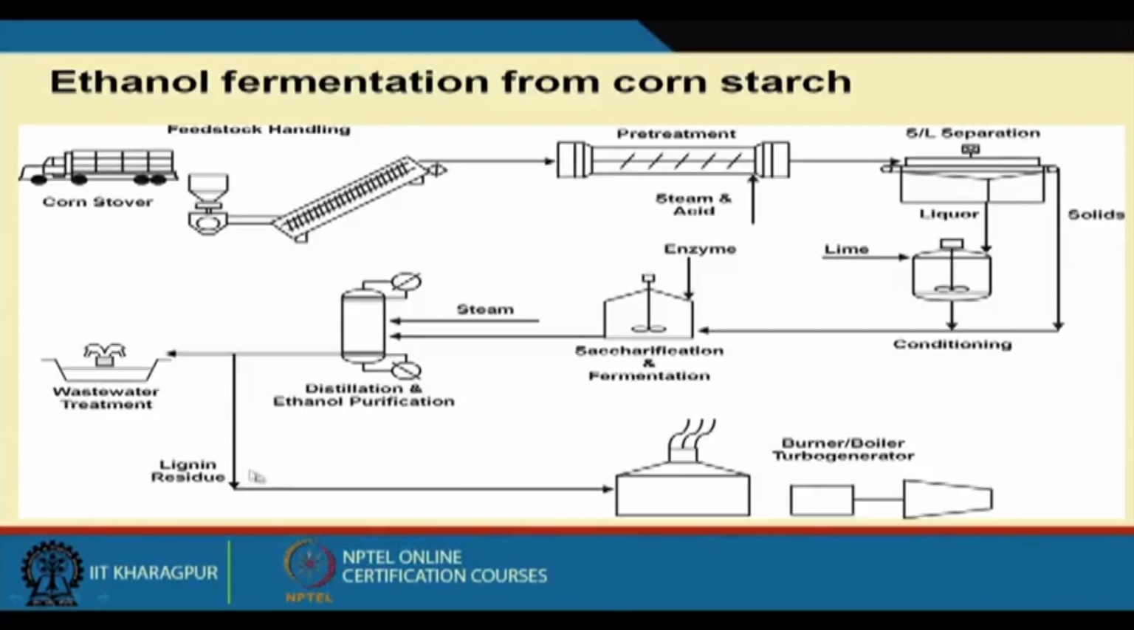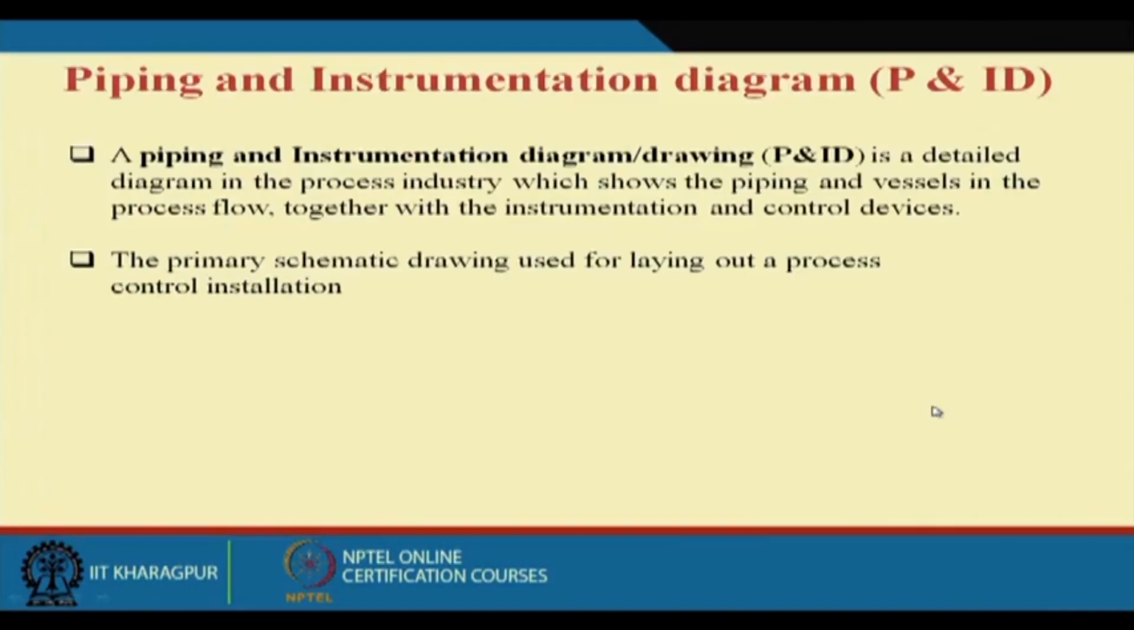And then alcohol, from the top you can separate out the ethanol. Ethanol you separate out, and some solid material you can take out here and use for running the boilers. See the heating for the boiler to generate steam. So this is one typical example of a process flow diagram, showing how corn starch can be converted to ethanol.